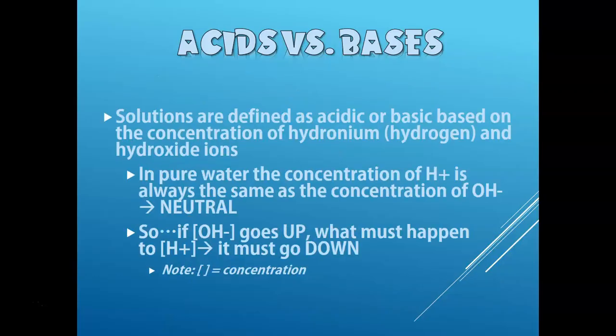So solutions are defined as acidic or basic based on the concentration of those hydronium, H3O+, ions, or if we simplify it, the hydrogen, H+, ions. And as a result, we can then also tell what the hydroxide ions, or your OH-, are. So acidic or basic is directly connected to your hydrogen ions, and then we can infer those hydroxide ions. Maybe not a bad side note for yourself there as well.